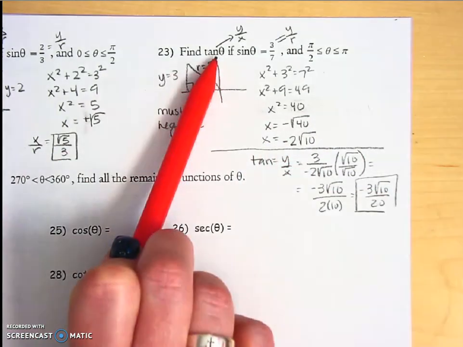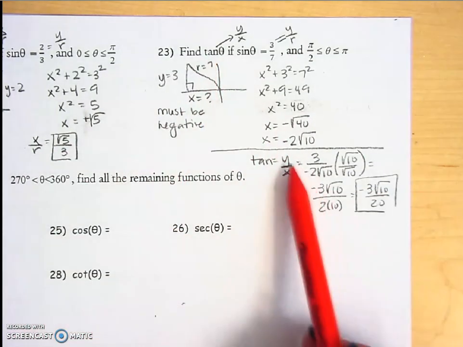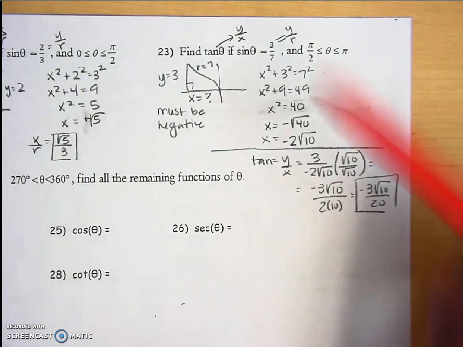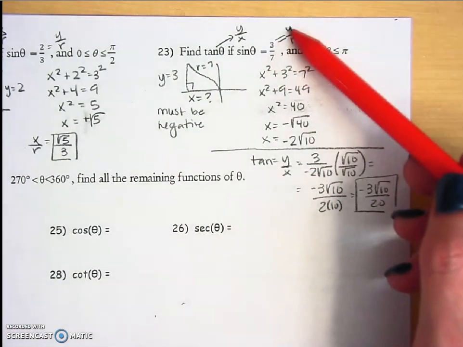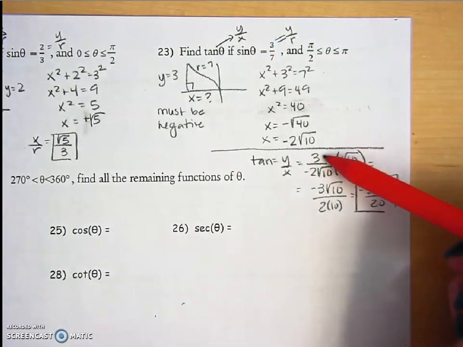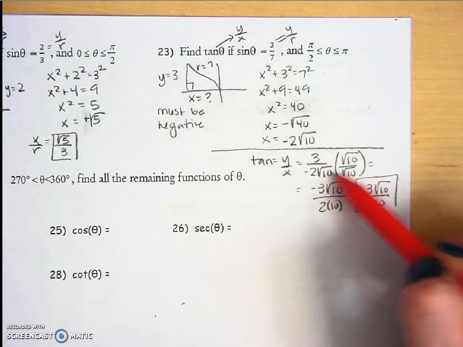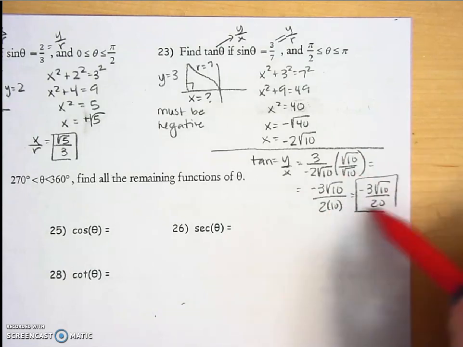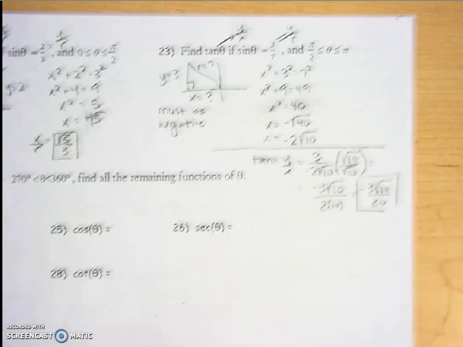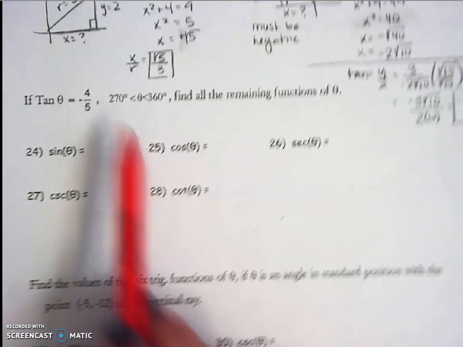Now the problem's asking me to find tangent, which is y over x. So y, I got from the sine ratio, y is 3. And then I have 3 over my new x value. I rationalize the denominator. Rad 10 times rad 10 is 10. 2 times 10 on the bottom is 20. Now you take a minute and try this next problem.